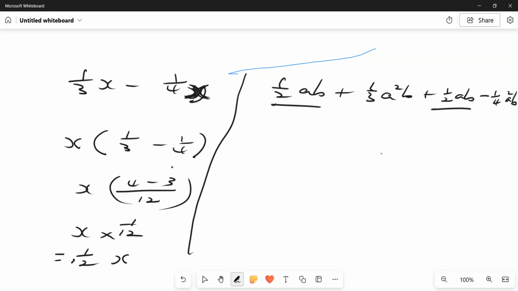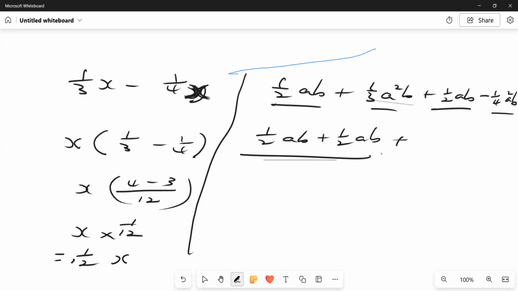And you hear people use terms like this. They say, group the like terms. So you can group them up. Half AB plus half AB. These are similar, so you can add them up, right? And then the other ones, okay, 1/3 A square B and a quarter A square B. Those are similar, right? So we can put plus 1/3 A square B minus a quarter A square B, right? And you will work it out the same way I showed you earlier.